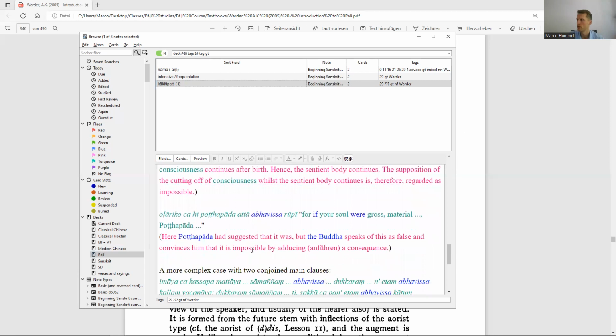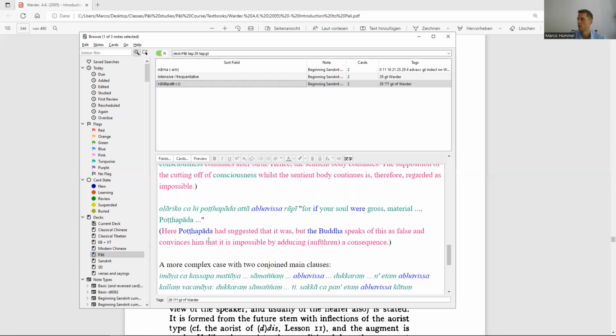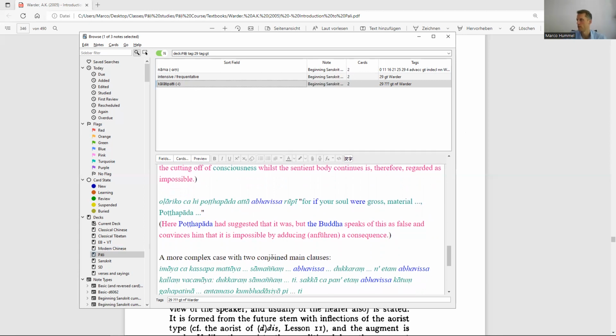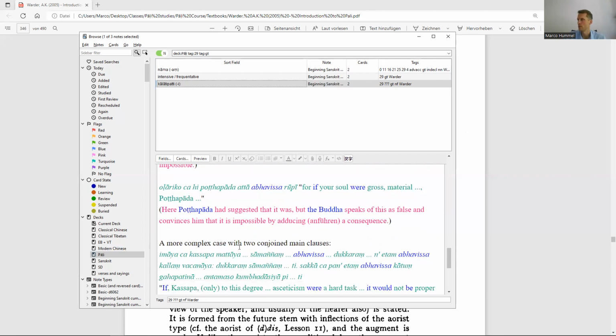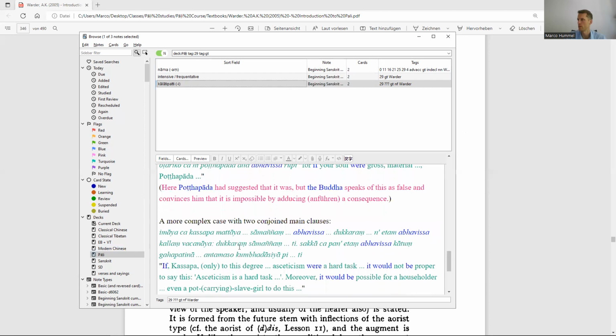Olariko ce hi potthapada attabhavo abhavissa rupi, for if your soul were gross material, Potthapada. Here Potthapada had suggested that it was, but the Buddha speaks of this as false and convinces him that it is impossible by adducing a consequence.